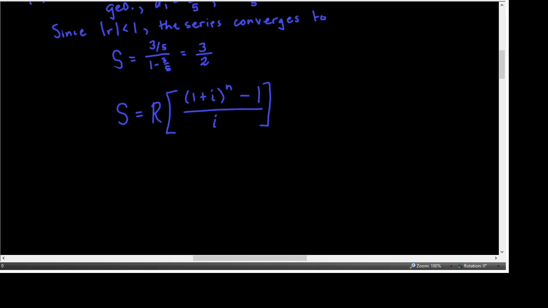Okay. n is the number of periods. So if you do this monthly for 48 months, n would be 48. That would be the future value after the 48 months have passed, let's say.